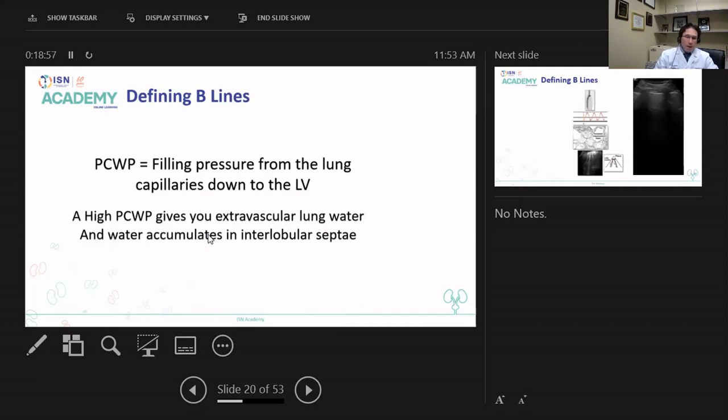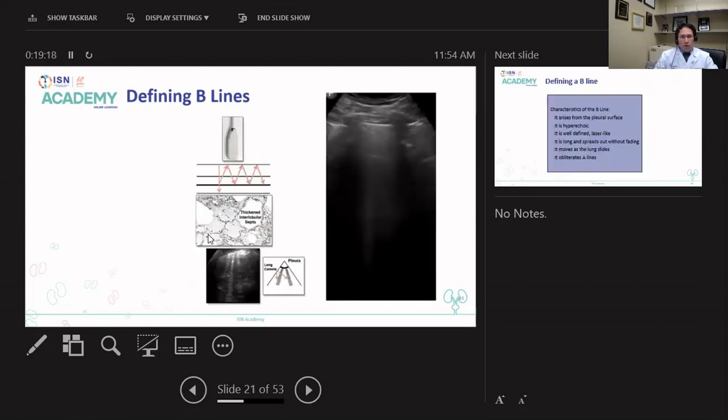So a high pulmonary wedge pressure means you'll have filling pressures from the lung capillaries down to the LV. And a high wedge pressure is going to give you, by extension of that, extravascular lung water and water that accumulates in the interlobular septa. Now, if an ultrasound wave meets a water-thickened interlobular septa, there is a difference between fluid and air. And so the ultrasound waves will reverberate back to the probe, and the probe will think that there's a continuous structure deep to the pleural line. And here is a picture of what that looks like. So these are B lines.